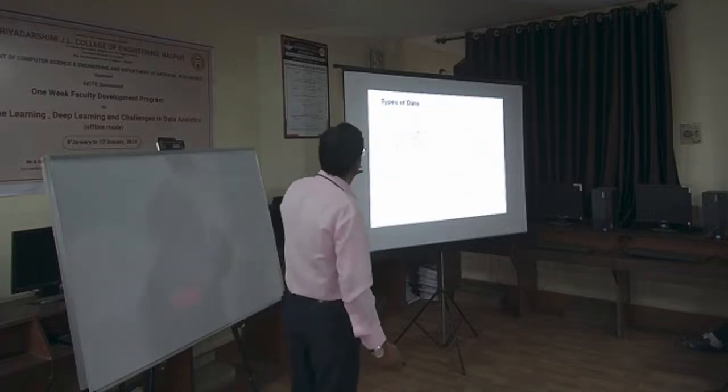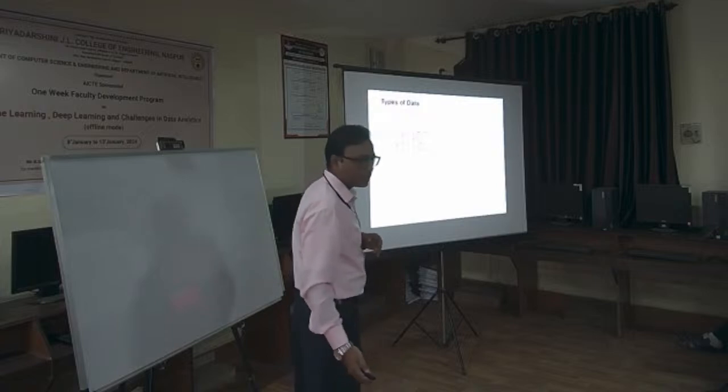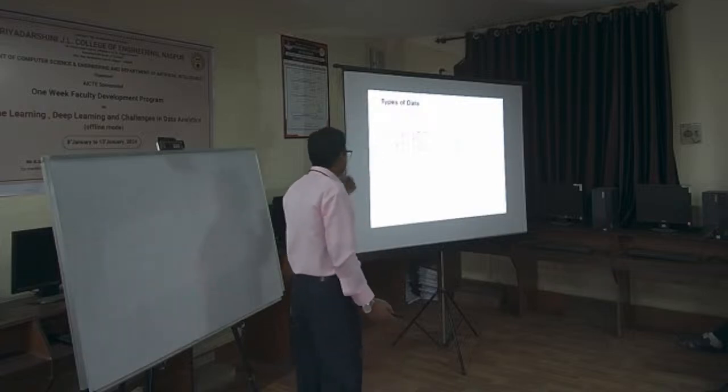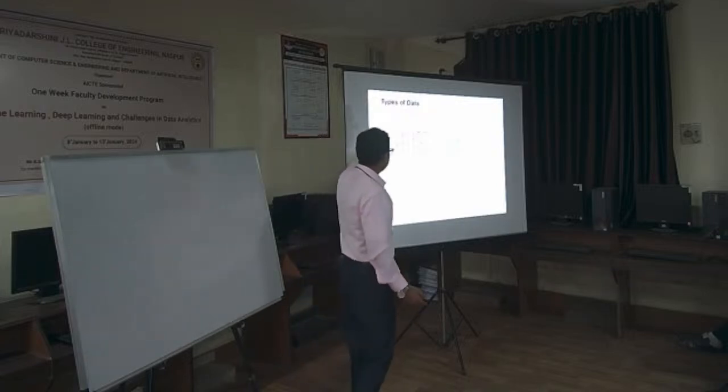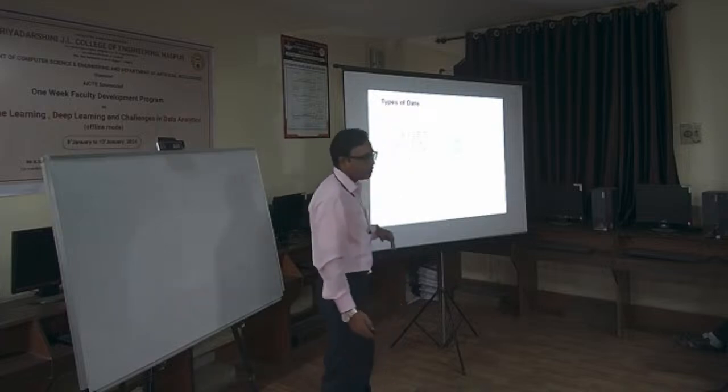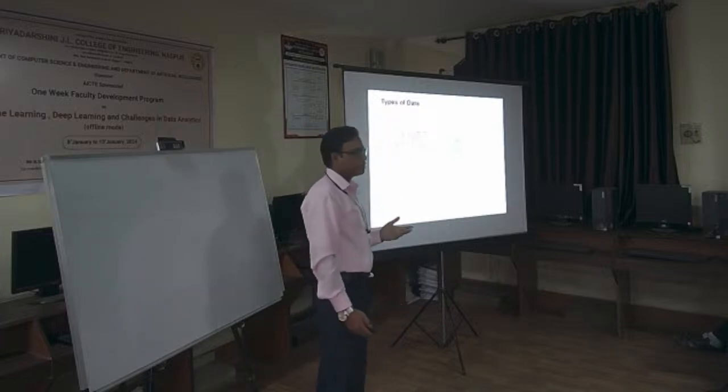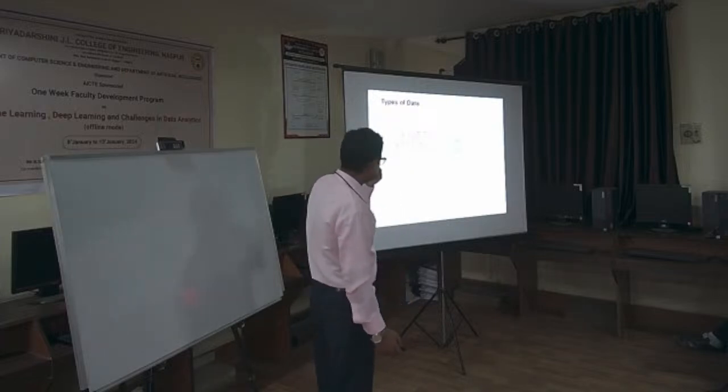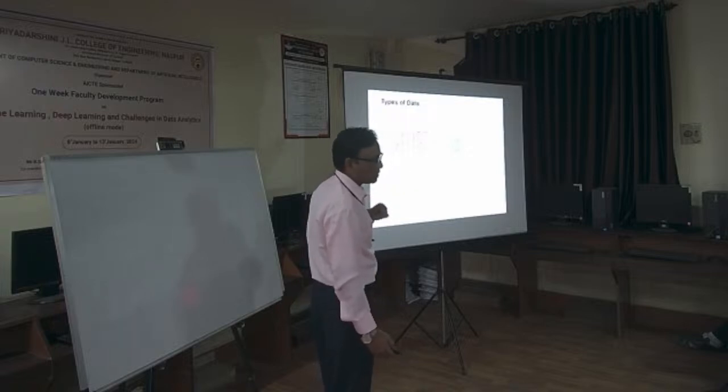Now moving towards the types of data. What could be the different types of data? So this is one type of data. This is textual data, which can be available in a text file or in a CSV file. Then there is another data. This is also data, of a network, which is graph data.